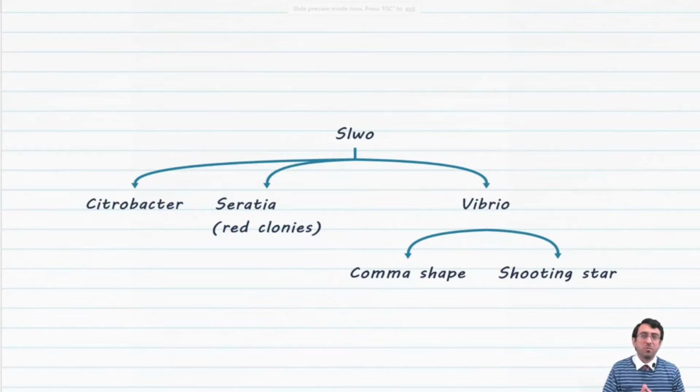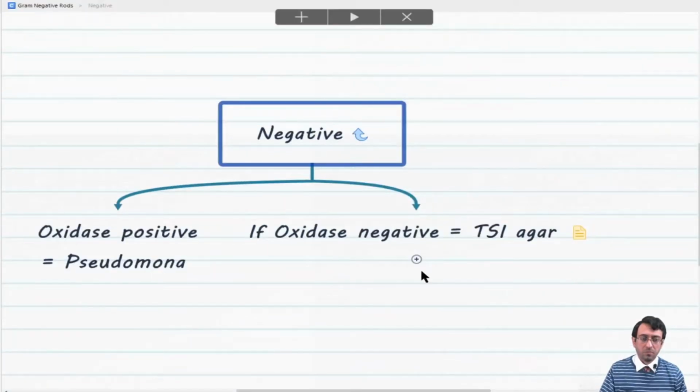Well, if it is comma shaped, it's Vibrio. If it produces red colonies, it's Serratia marcescens. If it's neither one of those, it's going to be this bug called Citrobacter. Finally, the important group, the non-lactose fermenters.